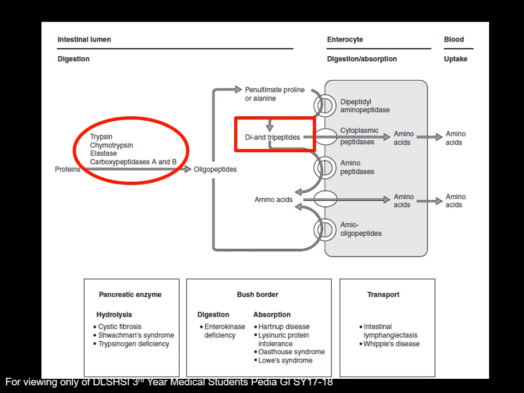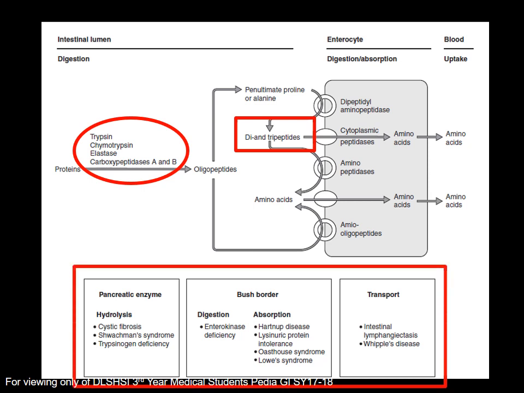Any interruption in this process will lead to malabsorption, and the following diseases may be seen among those with malabsorbed proteins.